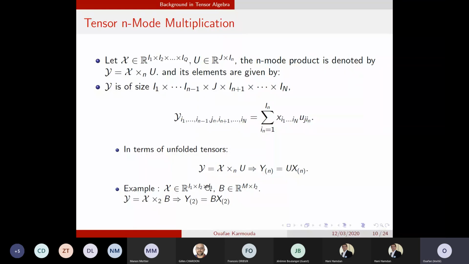This idea can be expressed equivalently in terms of unfolded tensors. The tensor n-mode multiplication implies that the n-mode unfolding of Y is given by the multiplication of the n-mode unfolding of X by the matrix U from the left. For example, to obtain the second mode multiplication of a tensor X of order 3 by the matrix B, we multiply each row of the tensor X by the matrix B to find the second mode unfolding of Y.